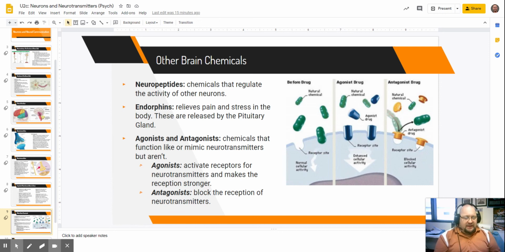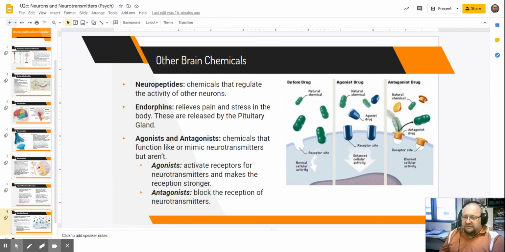So if you take a pain pill, for example, let's say you have surgery and the doctor gives you codeine for your wisdom teeth removal. What codeine does is it doesn't stop the pain by fixing the body. What it does is it mimics the neurotransmitters that block pain. So we call them antagonists. Agonists increase reception, antagonists block reception.